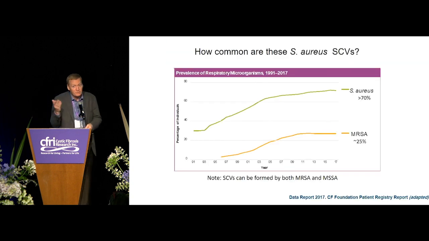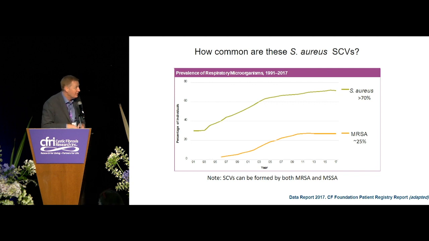So I think that begs the question, how common are these SCVs? These are the Staph aureus data from the registry. Again, on the vertical axis is the percent of individuals. On the bottom is time marching forward through to 2017. It's notable that staph has increased over time, and that may be in part related to decreasing Pseudomonas and other infections that tend to beat out the staph. So I don't think staph is likely to go away in the modulator-treated world, and I think this will remain an important issue we need to keep an eye on.